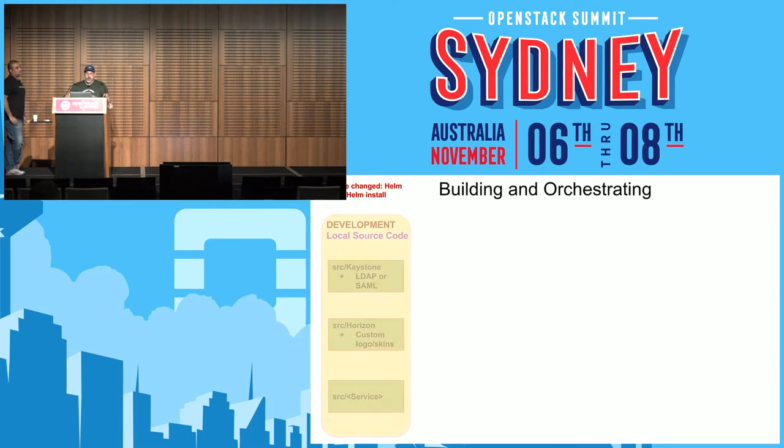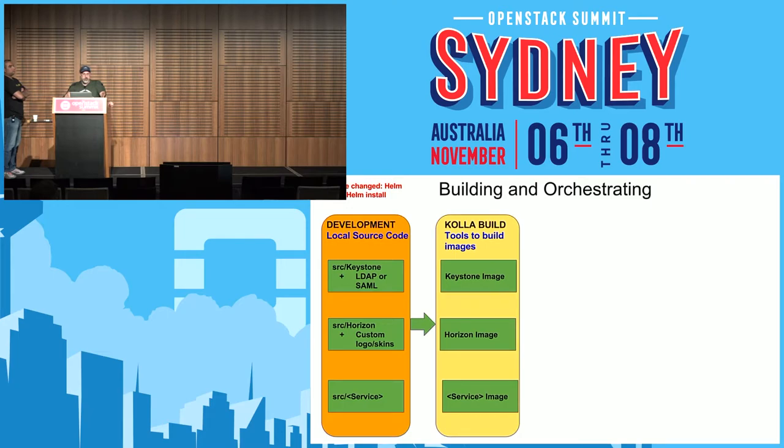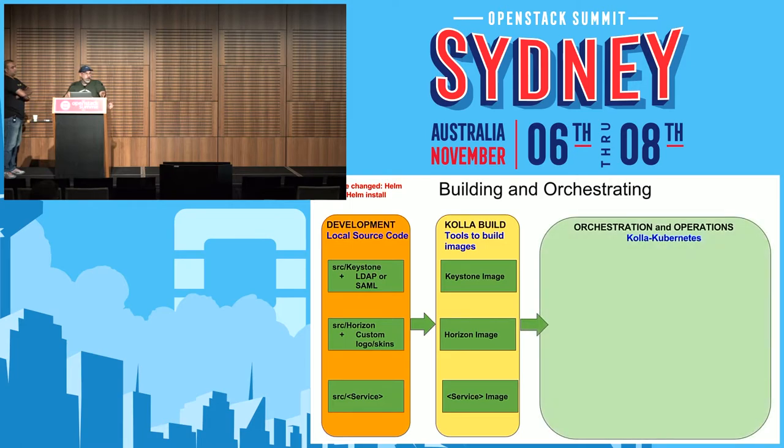So this is what we're going to be doing in a demo. I'm going to start with some development code, and it could, for example, be a Keystone with some new authentication types, or Horizon, maybe you've got a custom logo or skin, or anything else. You can just modify one container or multiple containers, whatever is your particular requirement. And we use Kolla Build that provides the tools to build the images. So in this case, I'm building Keystone, Horizon, and something else. It doesn't even have to be OpenStack. And now I'm going to orchestrate it and deal with it. So in this particular demo, I'm going to use Kolla Kubernetes. So I'm going to run it on a Kubernetes cluster.